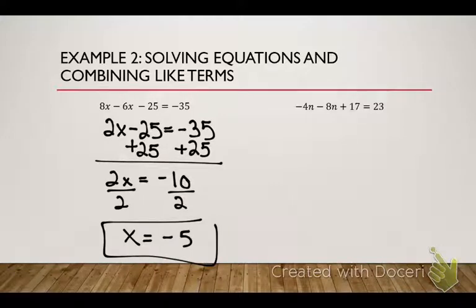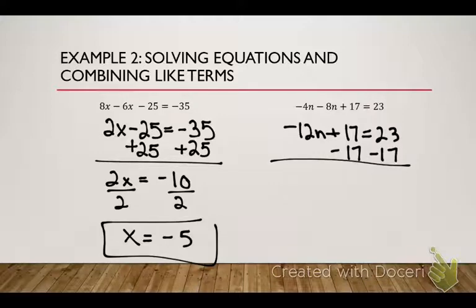Okay, negative 4 minus 8 is negative 12n plus 17 equals 23. Subtract 17 from both sides. Did we all do that? Negative 12n equals 6. All right, and this is where we often get tripped up because we see, oh my goodness, I just divided by negative 12 and that is not going to be an even number.